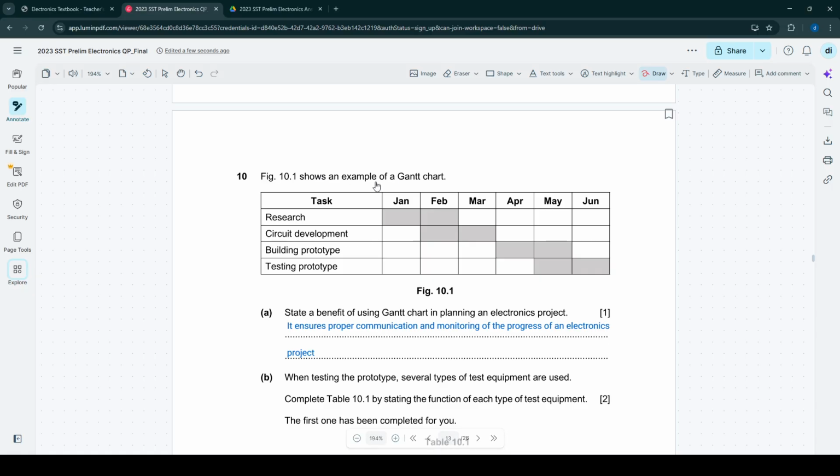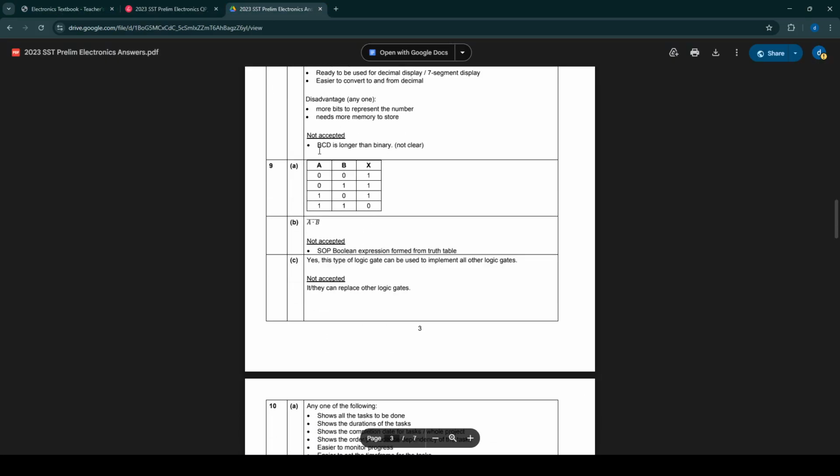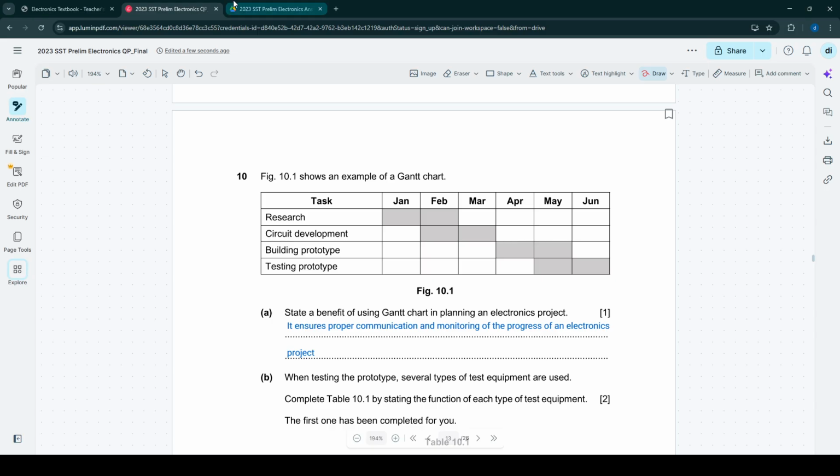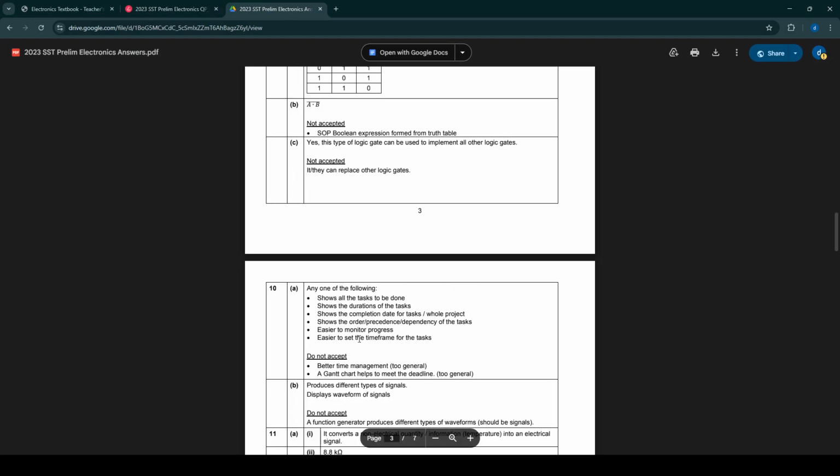10.1 shows an example of a Gantt chart. State a benefit of using a Gantt chart in planning an electronics project. It ensures proper communication and monitoring of the progress of an electronics project. I don't see anything wrong with that. Proper communication, monitoring the progress.